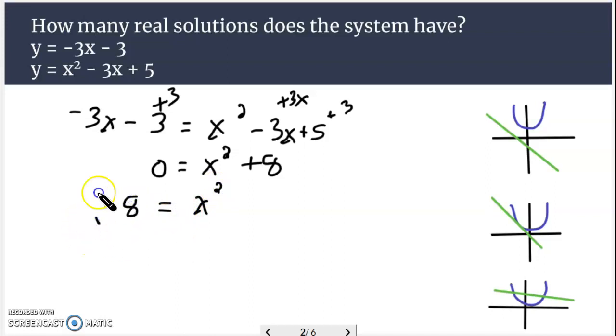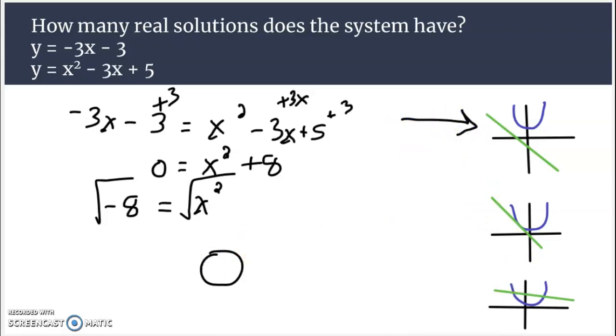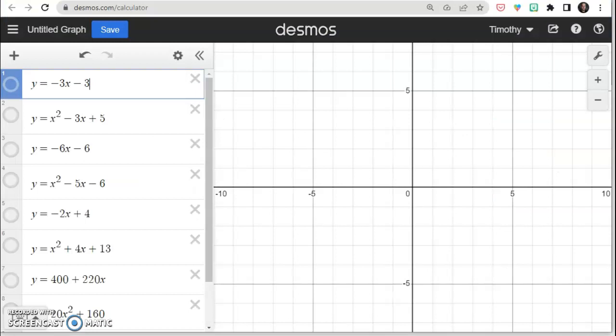If we take the square root of both sides, we do not have a real solution. So, since there's no real solution, there are zero real solutions for the system. The graph is going to resemble this scenario. Let's have a look at Desmos and look at these two.